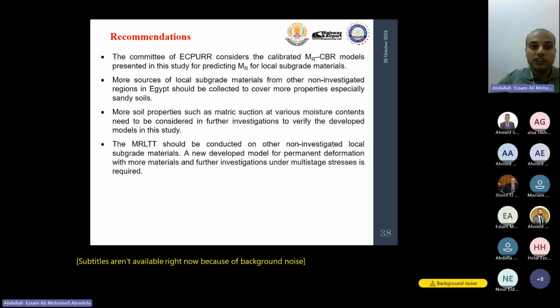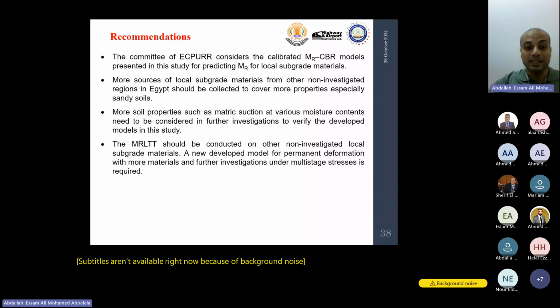For the recommendations, the Committee of the Egyptian Code should consider the new correlation between MR and CBR, and more sources of local subgrade material from other non-investigated regions in Egypt should be collected to cover more properties, especially sand soil. And more soil properties such as matrix suction and various moisture contents need to be considered in further investigation, which is important to verify the developed models in this study.